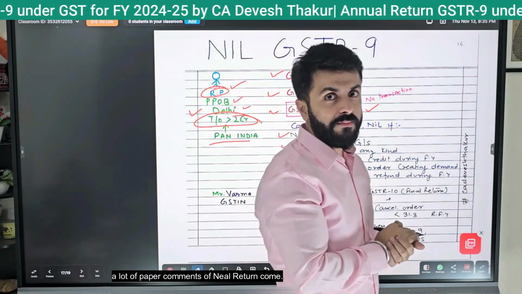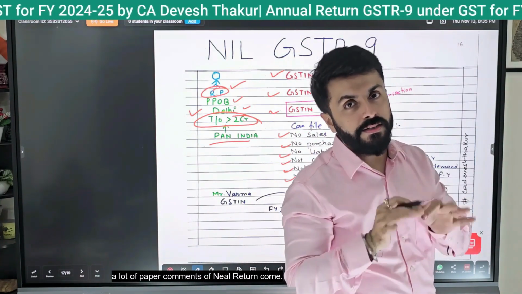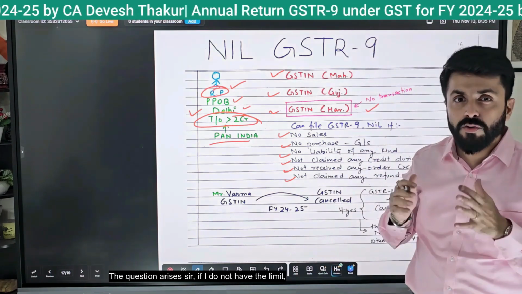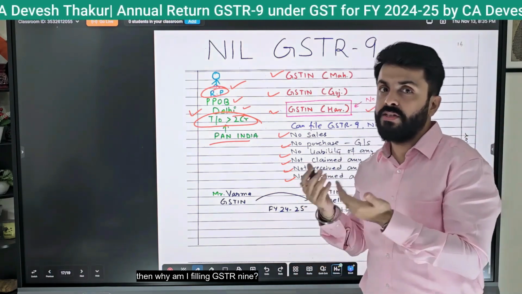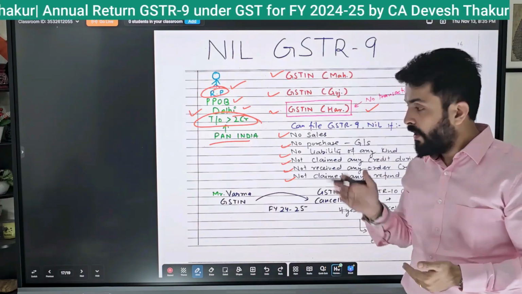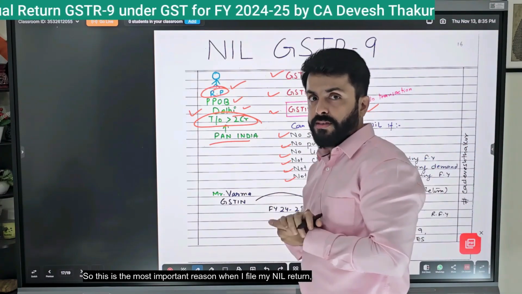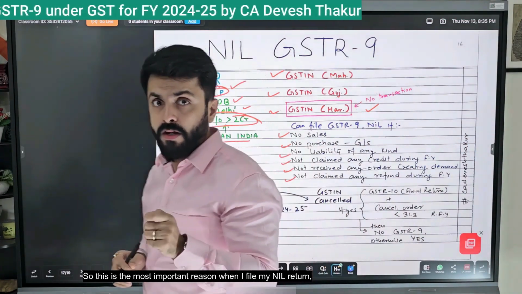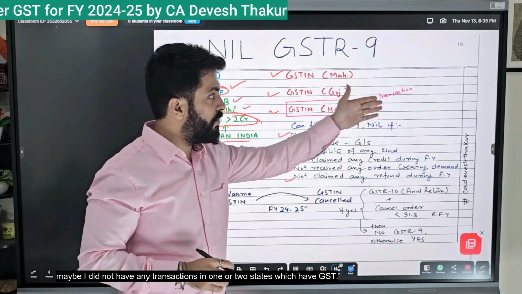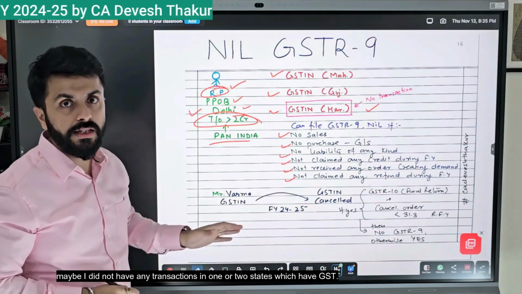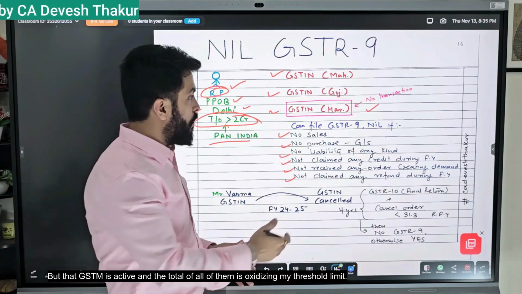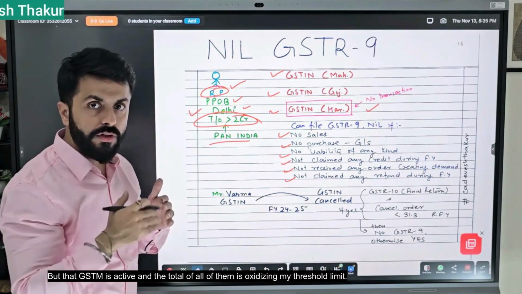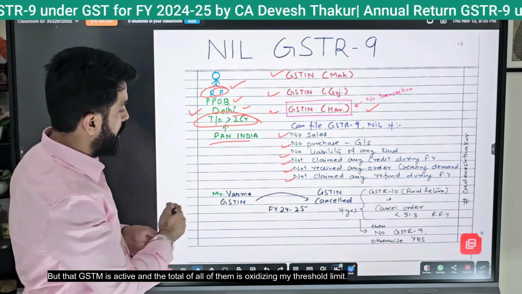This is the issue. A lot of people come with comments on nil returns. The question arises, sir, if I do not have the limit, then why am I filling GSTR-9? So this is the most important reason when I file my NIL return. Maybe I did not have any transactions in 1 or 2 states which have GST, but that GSTIN is active and the total of all of them is exceeding my threshold limit.